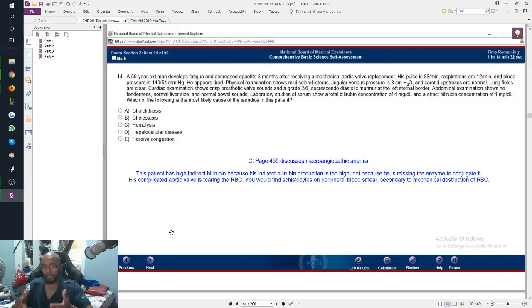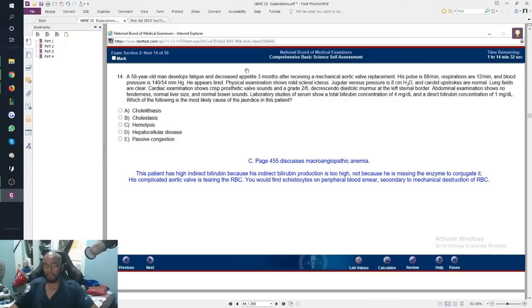But in all reality, he has jaundice because of the shearing forces destroying his red blood cells. Excess indirect bilirubin is too much for him to actually metabolize quick enough. It's not that his liver isn't working. It's just there's too much to metabolize for his liver enzymes to actually make into direct. Right? Take all the indirect and make it into direct. So that's really all there was. There was nothing else to it. If they gave you a blood smear, you would see schistocytes on the peripheral blood smear secondary to the mechanical destruction of red blood cells.